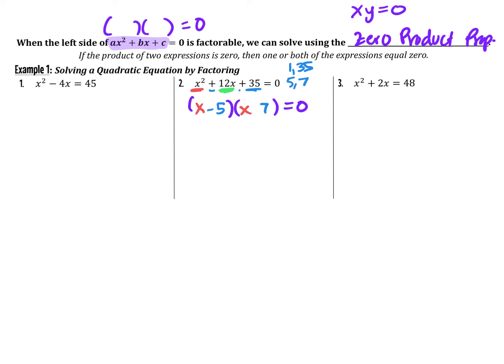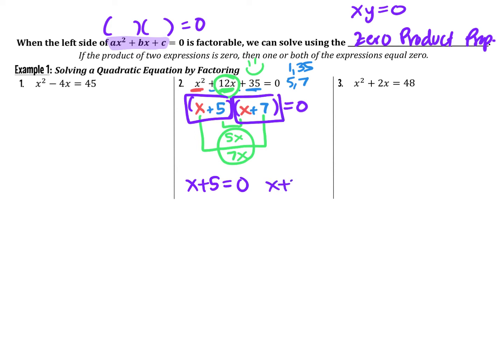Everything here is positive, so everything here is going to be positive. And then I'm just going to quickly check to make sure that my factoring is correct. 5 times x is 5x. 7 times x is 7x. That does give me 12x. So good news, we have factored correctly. This zero product property only works when we're equal to 0 and when the left-hand side factors. Both of those requirements are met. We factored x squared plus 12x plus 35 to be (x + 5)(x + 7), and we have 0 on the right-hand side. So now we're going to take each of those two factors and set them equal to 0.